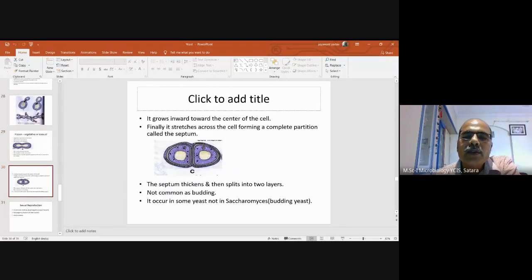Then it grows inward toward the center of the cell. Finally, it stretches across the cell, forming a complete partition, which is called a septum. That is a wall-like structure, the septum thickens, and then splits into 2 layers. It is not as common as budding. It occurs in some yeasts and not in Saccharomyces, where budding is the method, not fission.